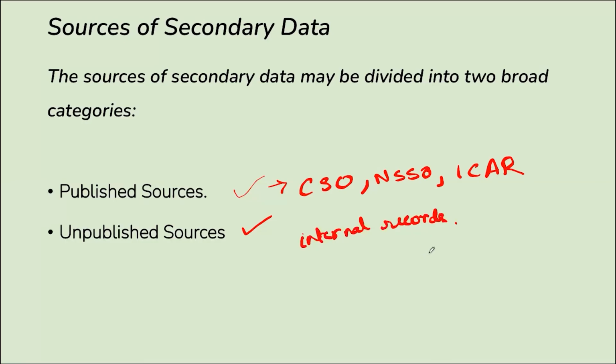But one thing is that having access to unpublished sources is very difficult because it is not published. If you want unpublished data, then you have to request that particular organization whether they will allow you to access their data or not. So there are basically two sources of secondary data, published and unpublished sources.